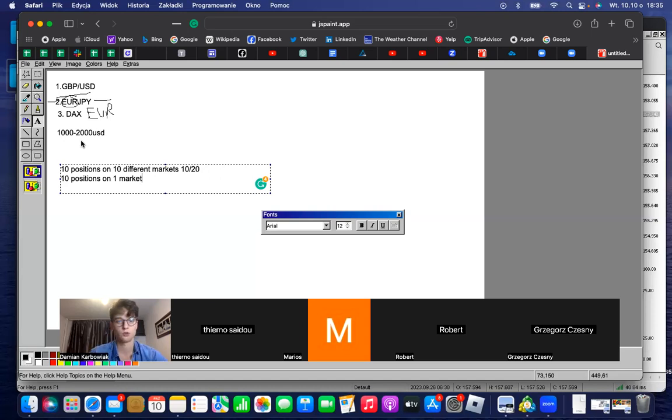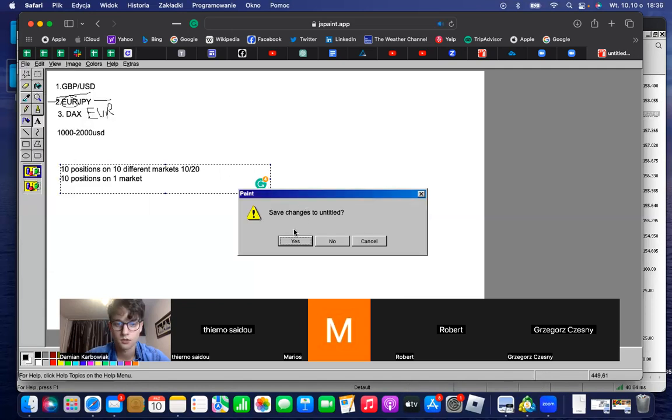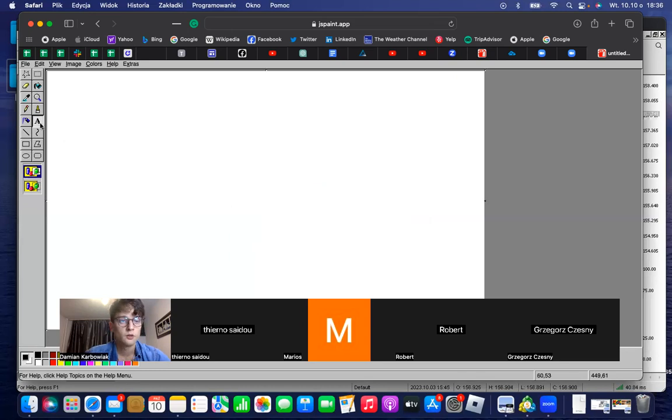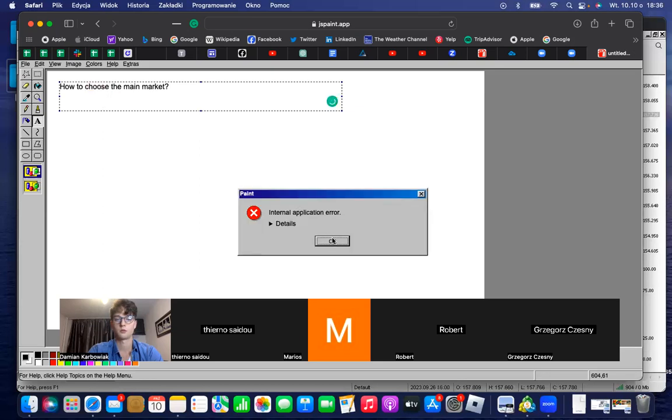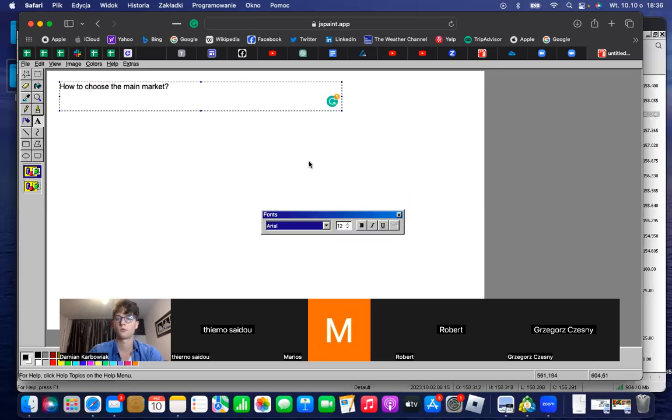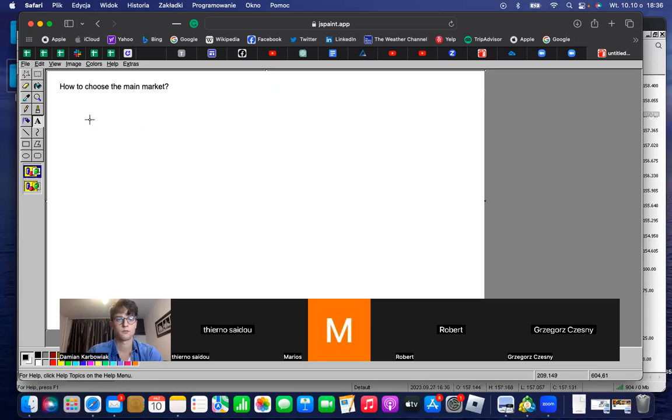Okay, so I had to look to make sure that we have everything covered. We can open a new file because now we have to save changes. No. Now we will talk about how to choose that main market, right? So how to choose the main market. What is happening with this app? It's so weird. How to choose the main market.